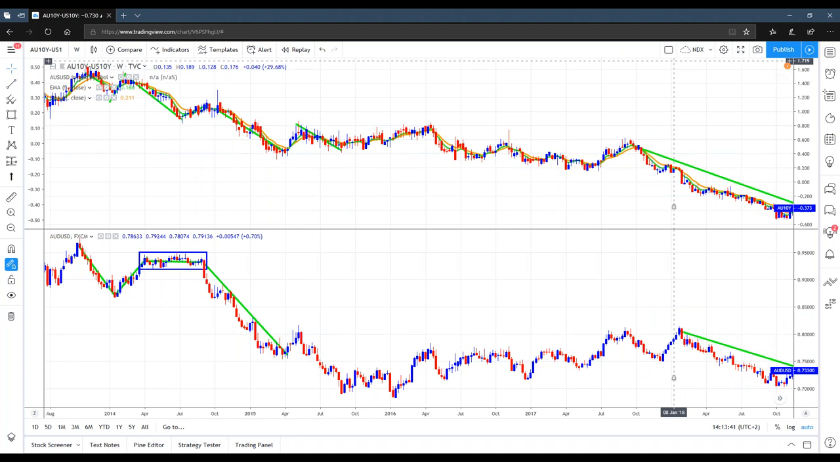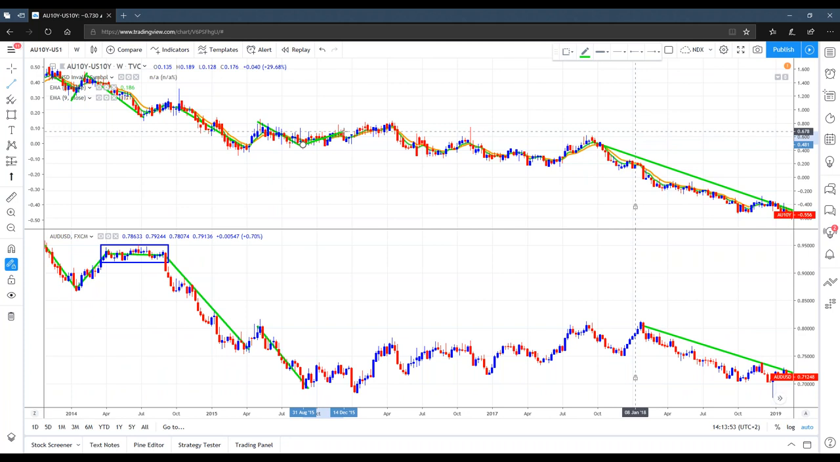And a move here. Okay, maintains the relationship. Let's bounce here, slight bounce here. Okay, movement there. Comes down here. Okay, a little bit of a movement up there.